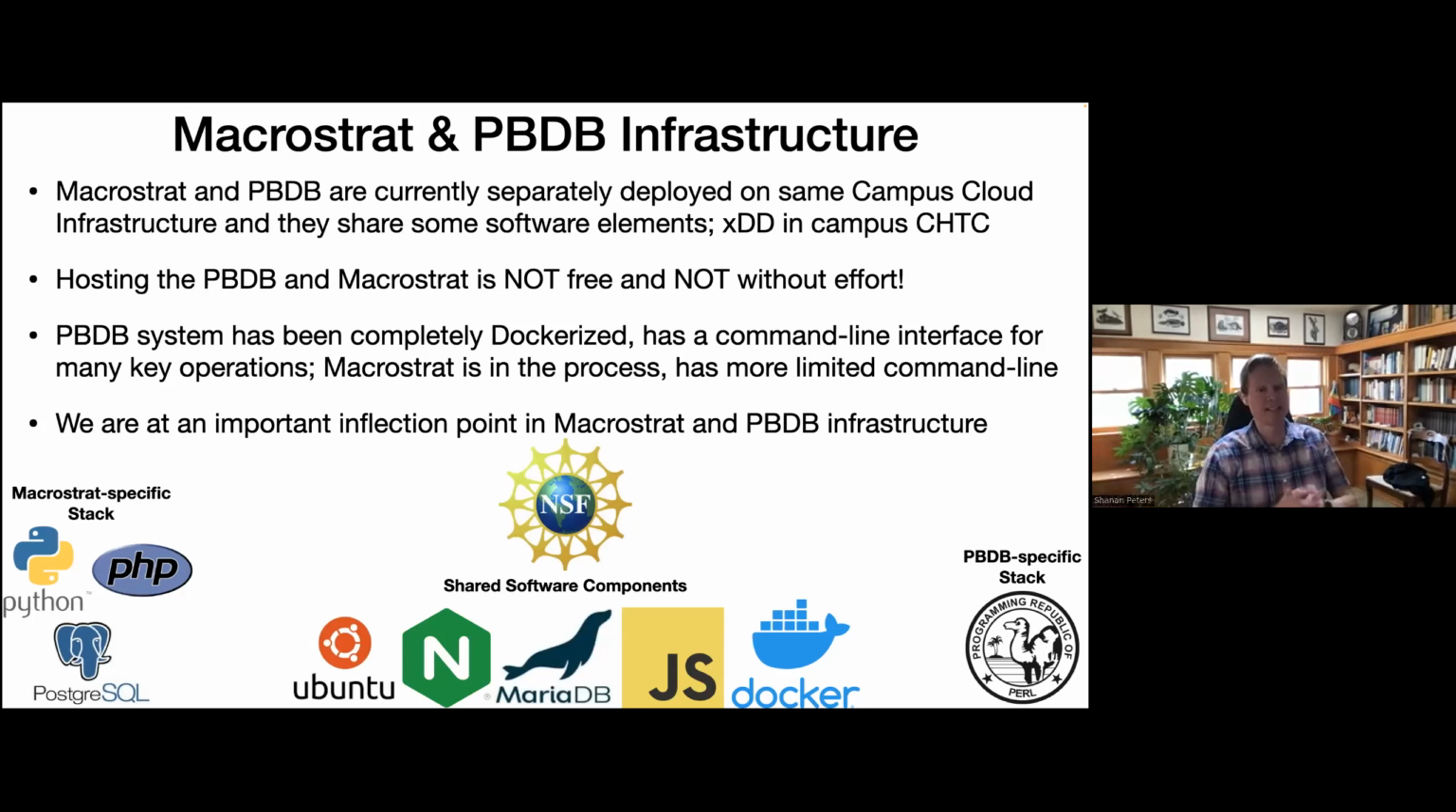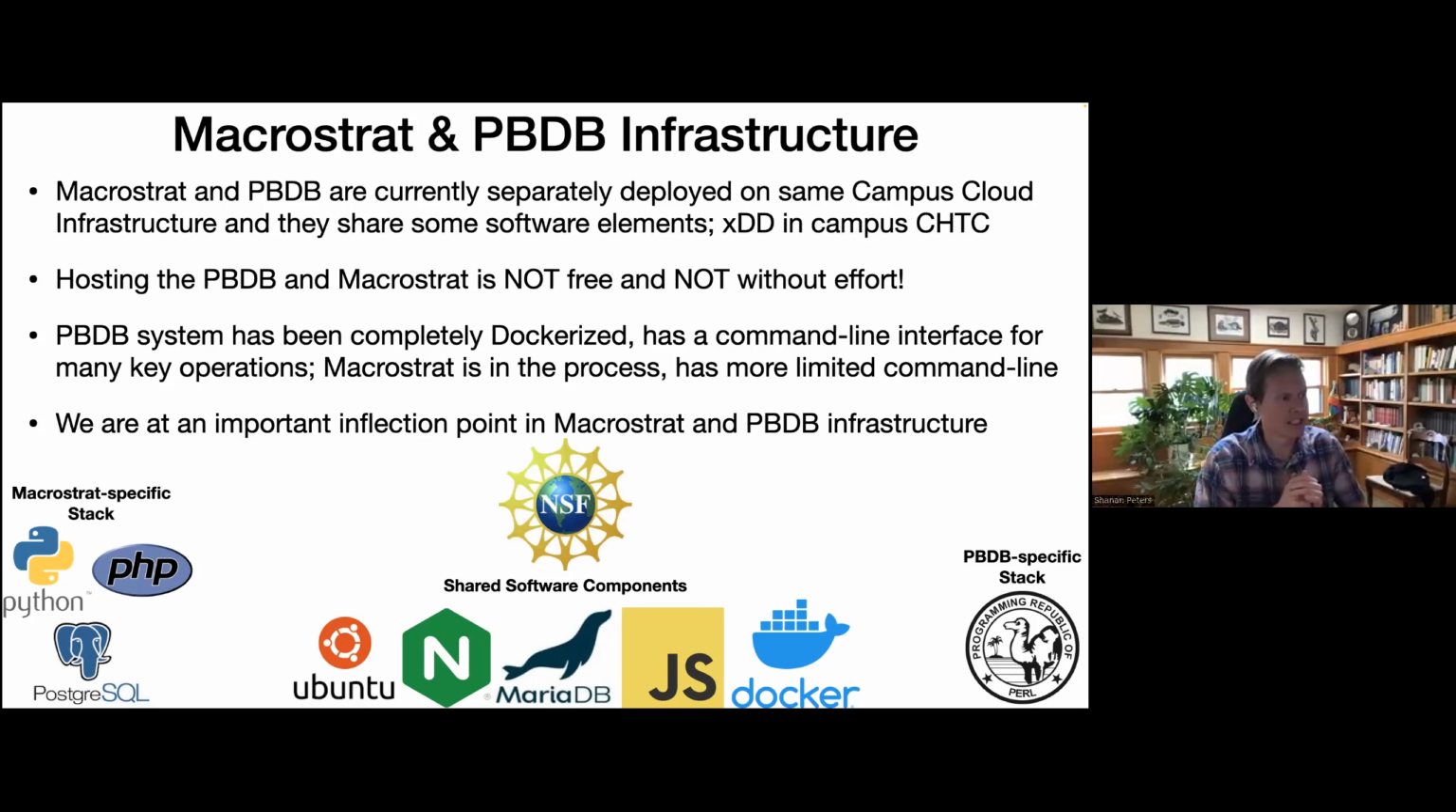Okay, that ends the brief overview of where we are with some of the capabilities and basics of the data structure in these two systems. What I want to end with here is a little bit more open, and talk a little bit more about backend, which doesn't lend itself to fancy graphics. So I've kind of put it all on the screen here. Macrostrat and the PBDB are currently separately deployed on the same campus cloud infrastructure, and they do share some software elements. XDD that I mentioned is in the campus Center for High Throughput Computing, a separate infrastructure resource that has a lot of potential for the future of Macrostrat and PBDB as well.